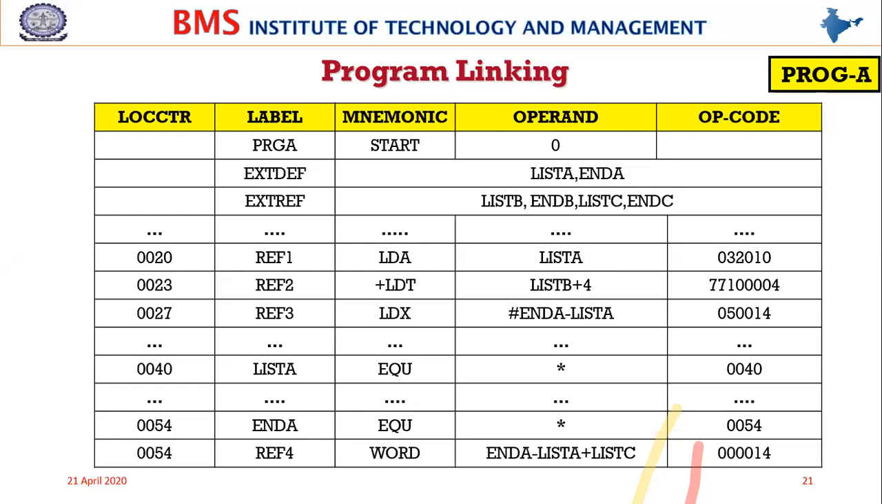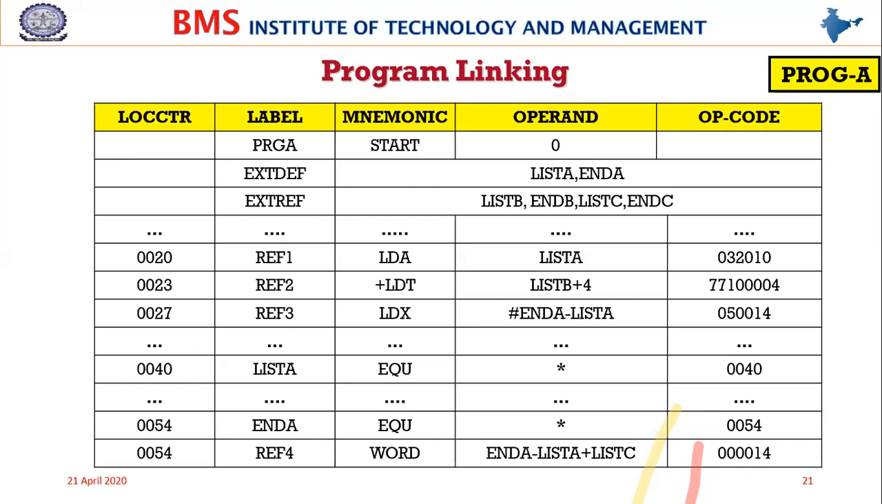Have a look at the program. The name of the program is program A and it starts, so we are telling it to be assembled starting from address 0000. We have some symbols which are defined here and may be used in other control sections. Two such symbols are there, defined as EXTDEF LISTA, ENDA. These are defined here, used somewhere else.